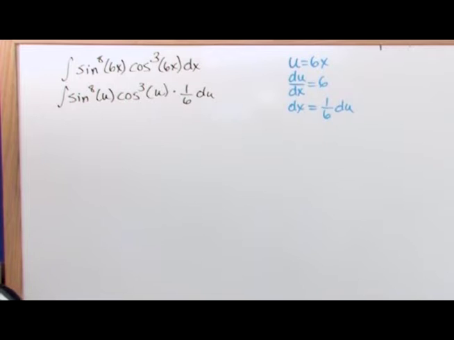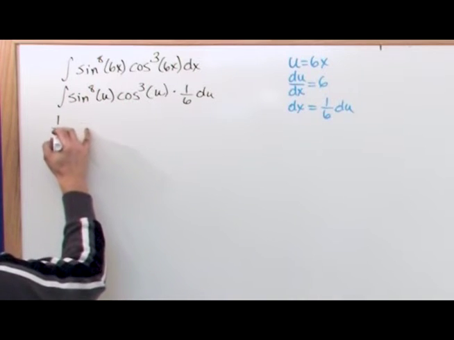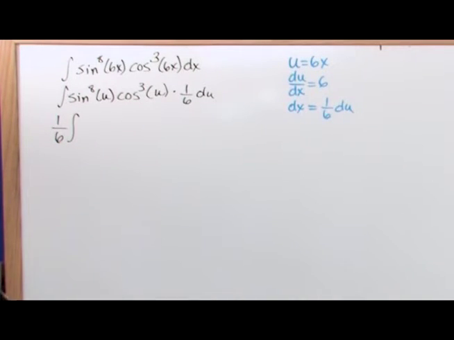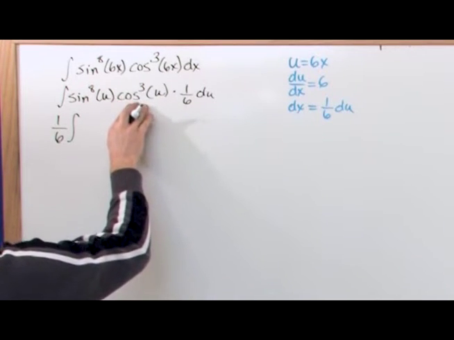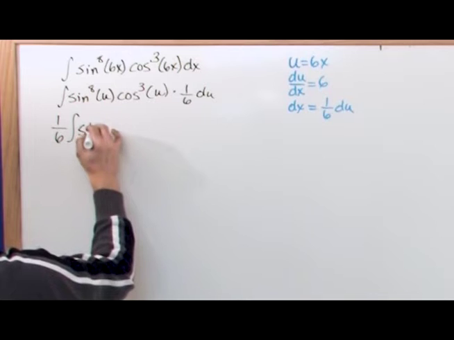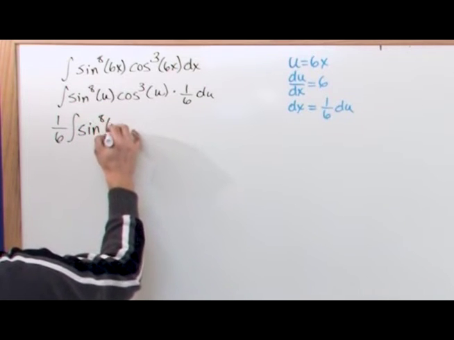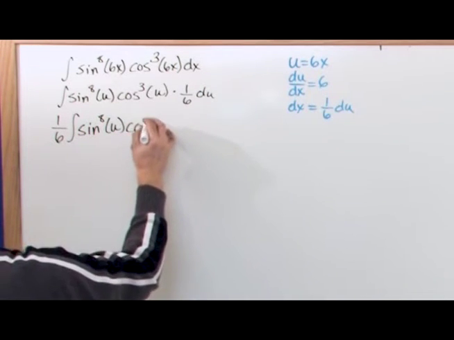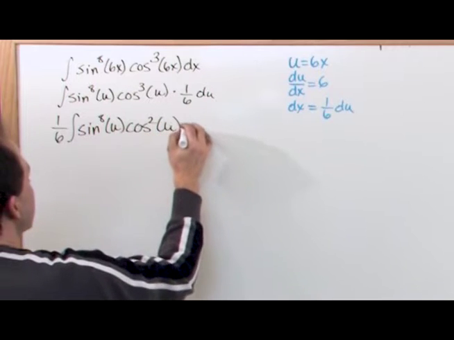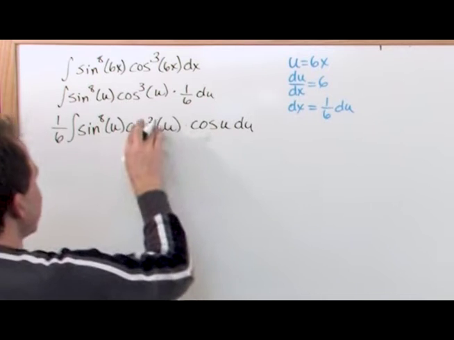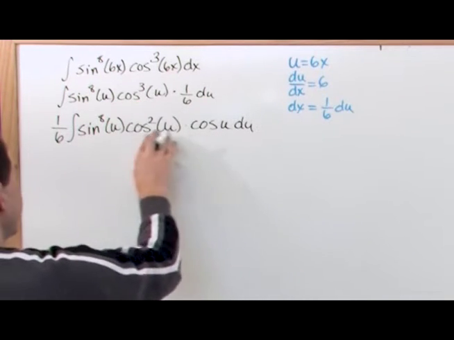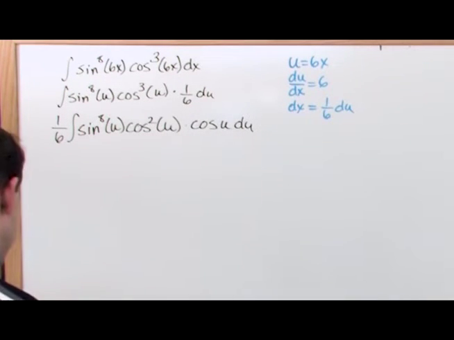So what I'm going to do now is pull out the 1/6 and say the integral I have left over, I'm going to do what I did in the last section. I have an odd power in cosine here, so I'm going to factor one of those out. So I'm going to have the 8th power of sine of u, cosine squared of u, and I'm going to factor one out, so I'm going to have another cosine of u du. All I did was split this cosine cubed up into two little terms, cosine squared and cosine.